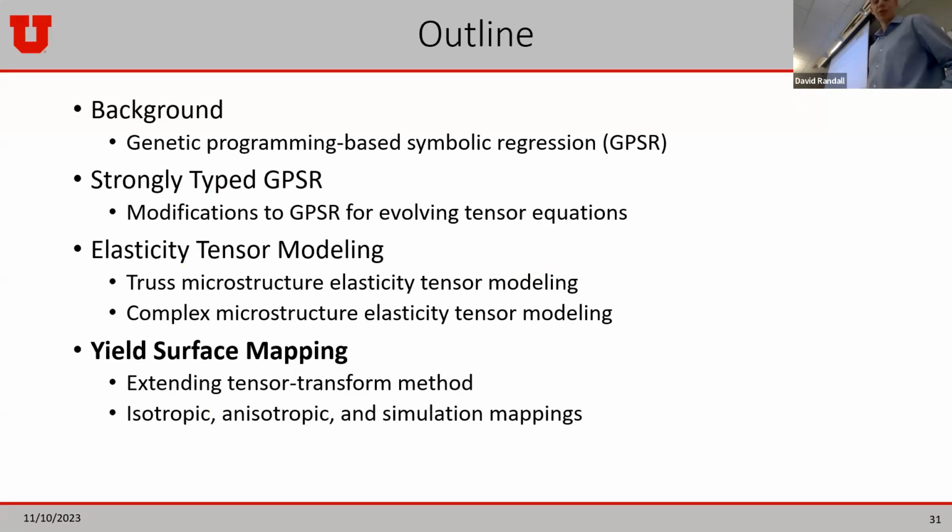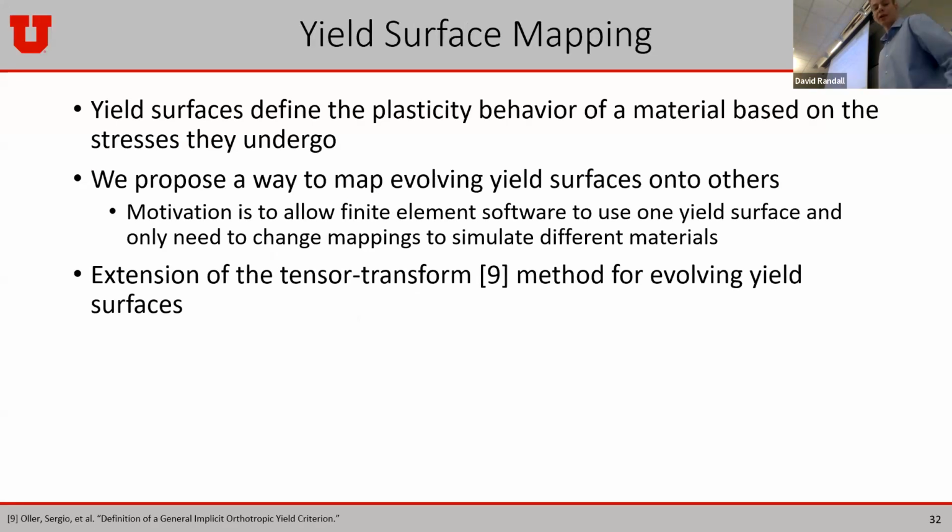So that brings us to our second application, which is yield surface mapping. Or I should walk back. A yield surface is a surface, and in this work we'll consider it in 3D space, that defines the plasticity behavior of a material. And we propose a way that maps a yield surface onto another.